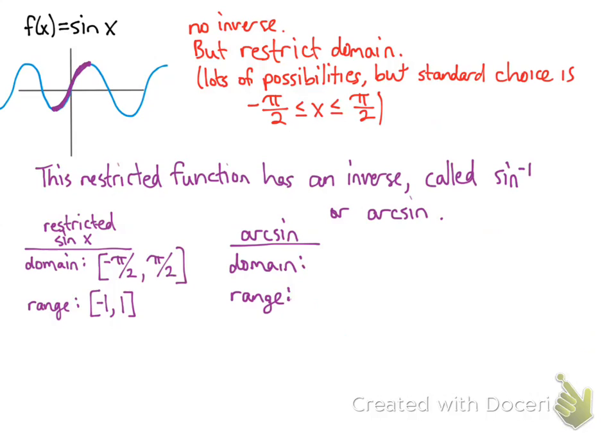Well, remember, if you have a function and you take its inverse, the domain and range switch. So now the domain of the restricted sine function becomes the range of the arc sine function, and the range of the restricted sine function becomes the domain of the arc sine function, right? So the arc sine or inverse sine function has domain from -1 to +1, and range, or outputs, from negative pi over 2 to pi over 2. Okay.